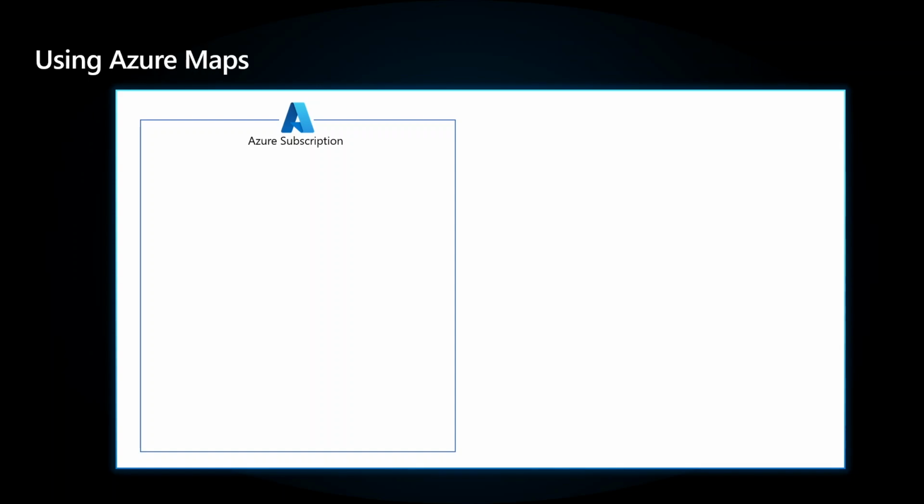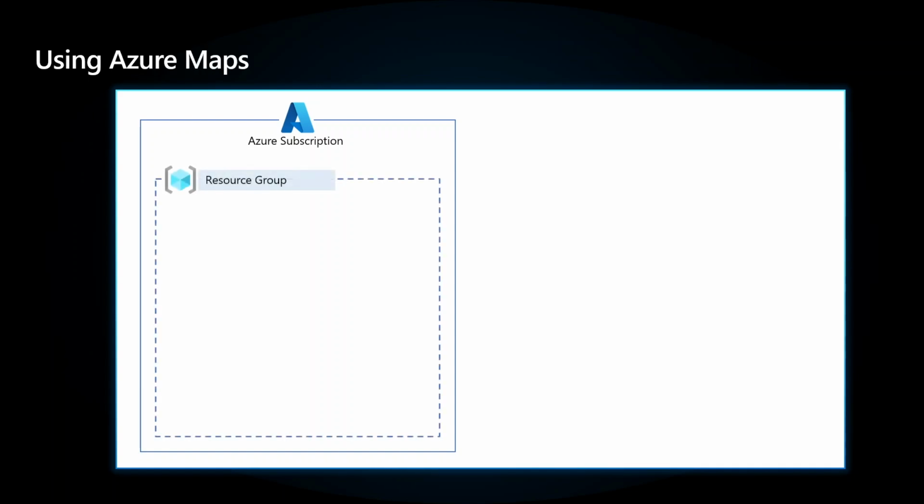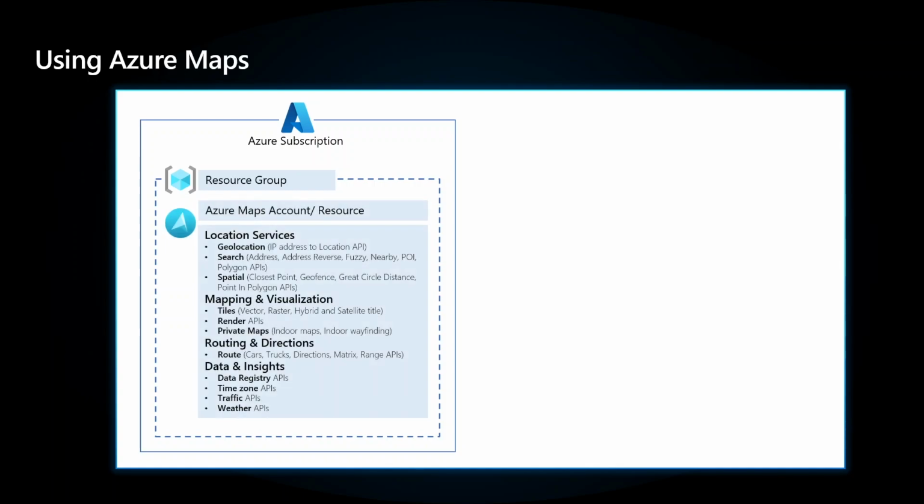When you have an Azure subscription, or maybe you already have one, the next thing you need to do is create a resource group, which is basically a kind of folder where you can put resources. And one of the resources you need, of course, is an Azure Maps account or Azure Maps resource, which gives you access to all the APIs and services from Azure Maps once you have created it. So I want to show you how to do that.